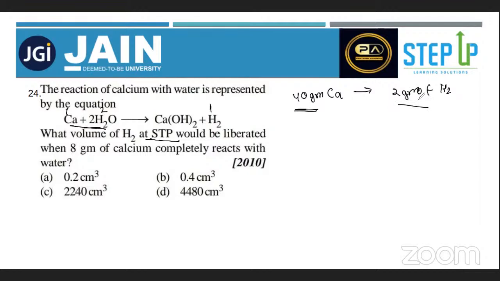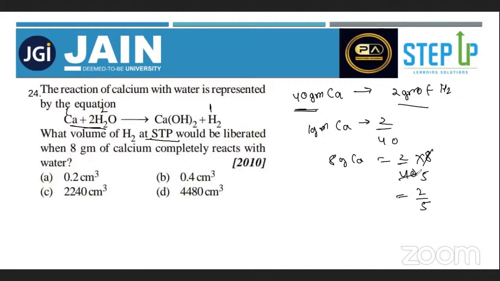Now they're telling us 8 gram of calcium, so how much H2 will it form? For 1 gram of calcium, it will be 2 by 40. Similarly, for 8 gram of calcium, it will be 2 by 40 times 8, which simplifies to 2 by 5. This is the total formed from 8 gram.